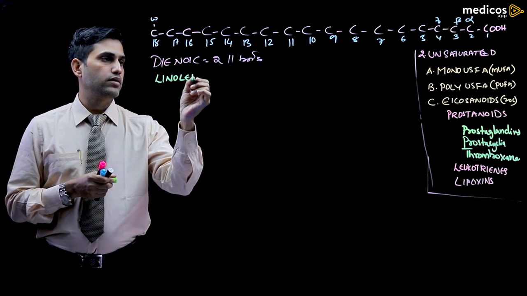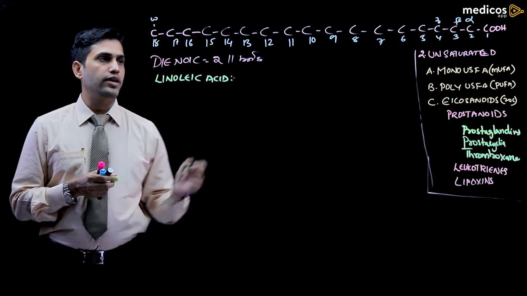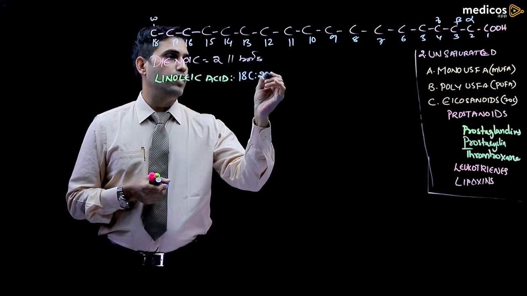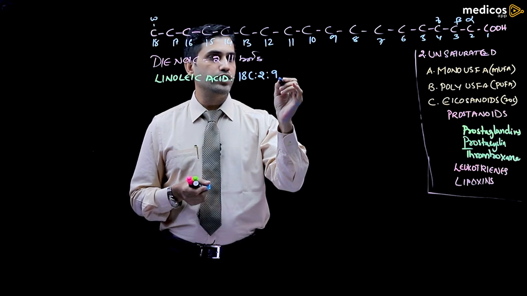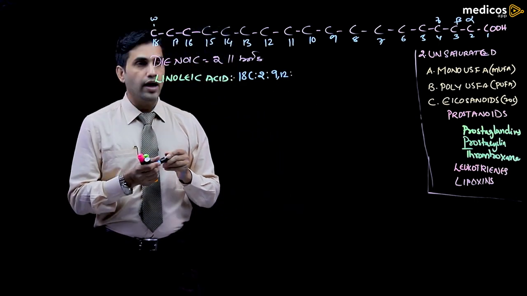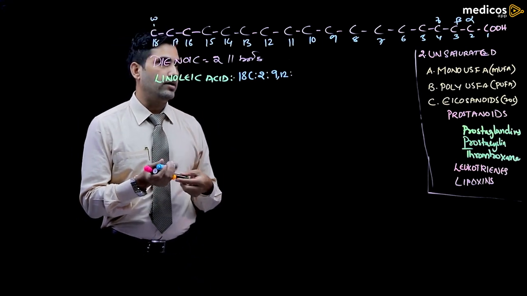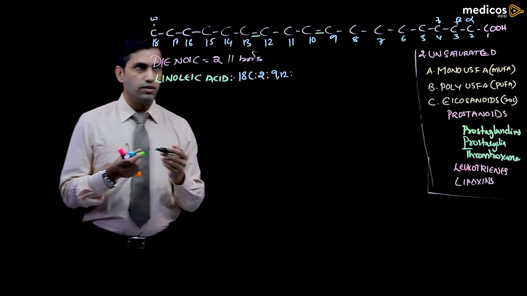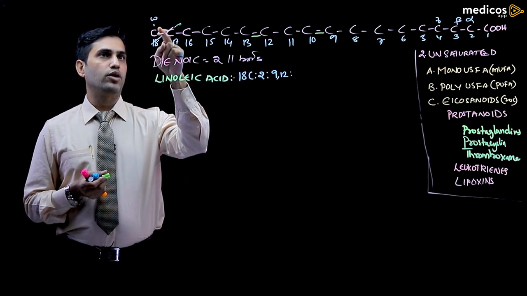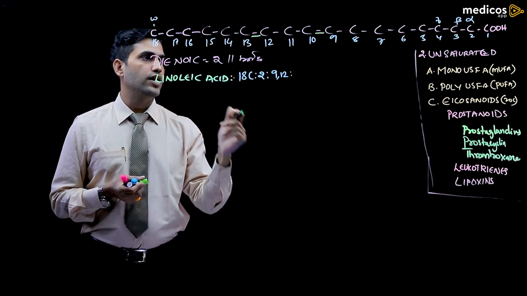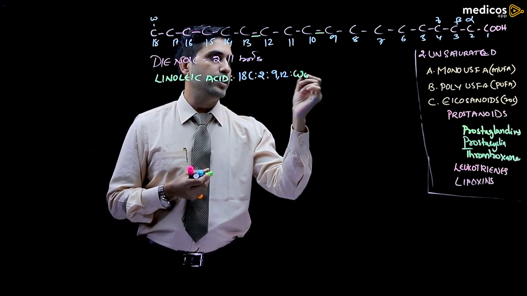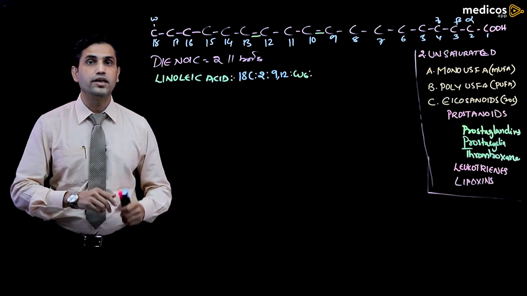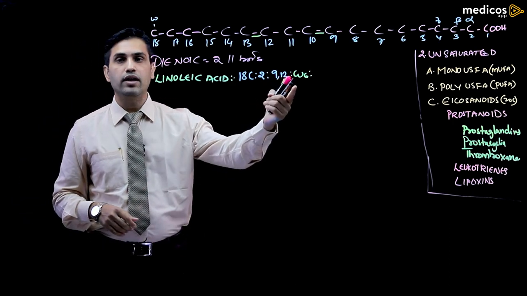The example for this is linoleic acid. Linoleic acid is made up of 18 carbons, with two double bonds at position 9 and position 12. So let us draw at position 9 and at carbon 12. If it is 12, how many omega carbons? 1, 2, 3, 4, 5, 6. So this belongs to the omega 6 family. Palmitoleic acid, omega 7 family. Oleic acid, omega 9 family. Linoleic acid, omega 6 family.